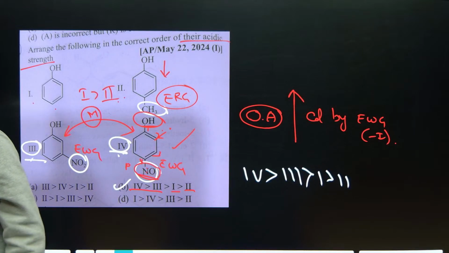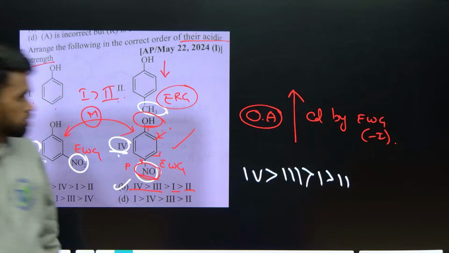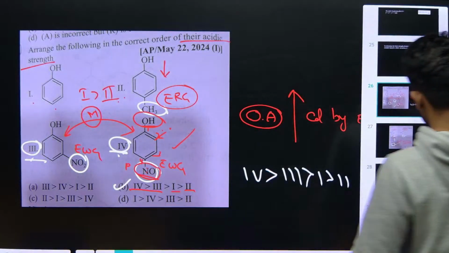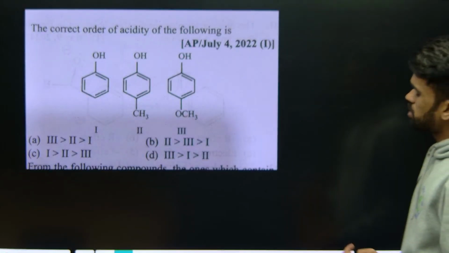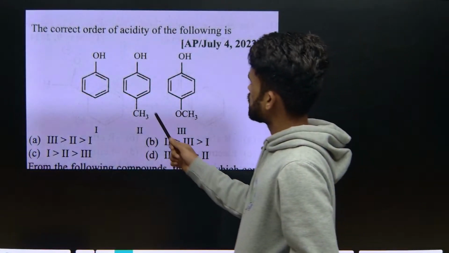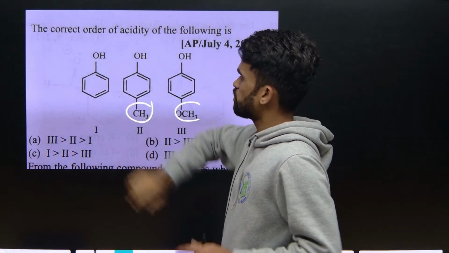Okay, next. Can you answer this? See here, in order to answer this you again need to know the mesomeric effect. Anyway, keep it aside, and just answer for between 1 and 2.